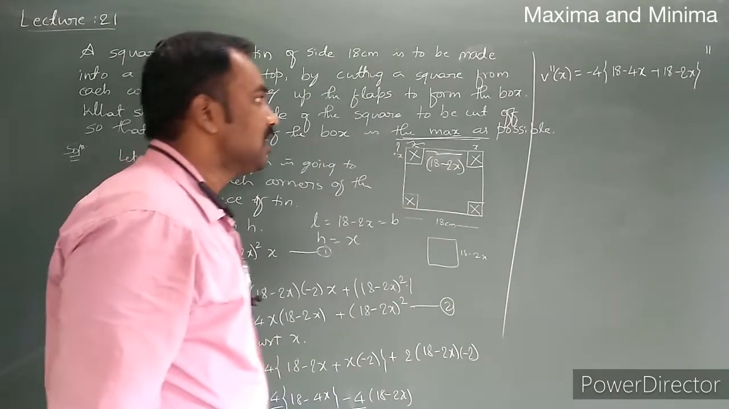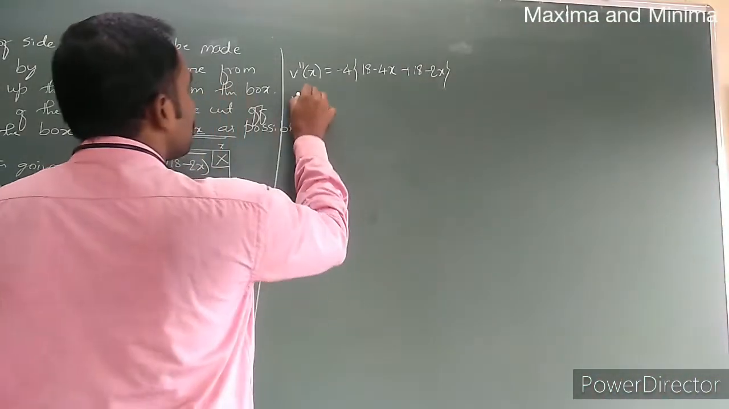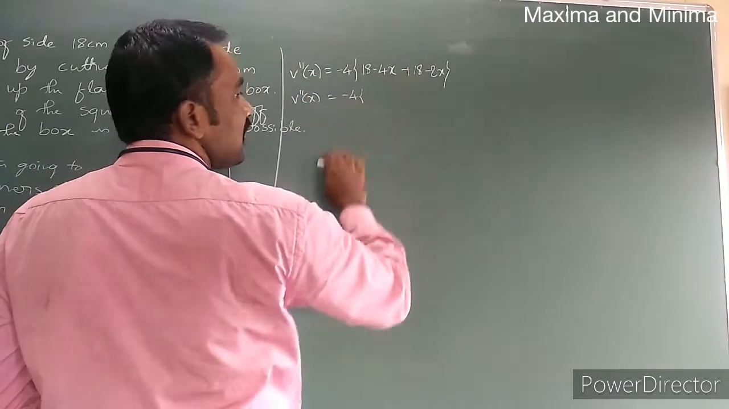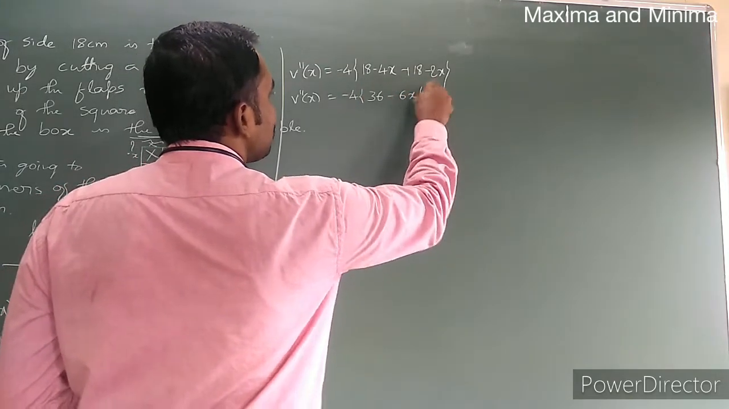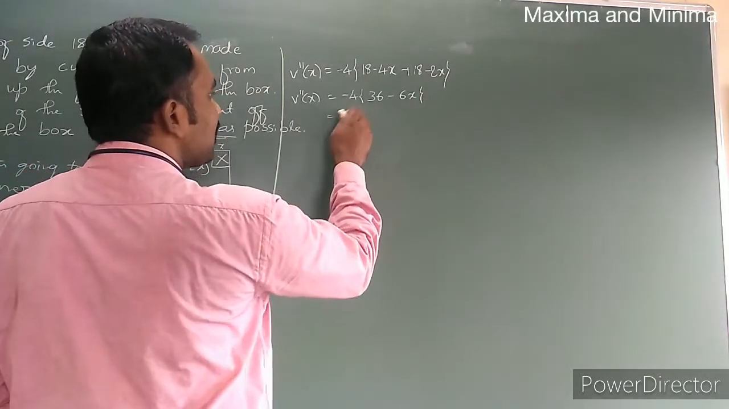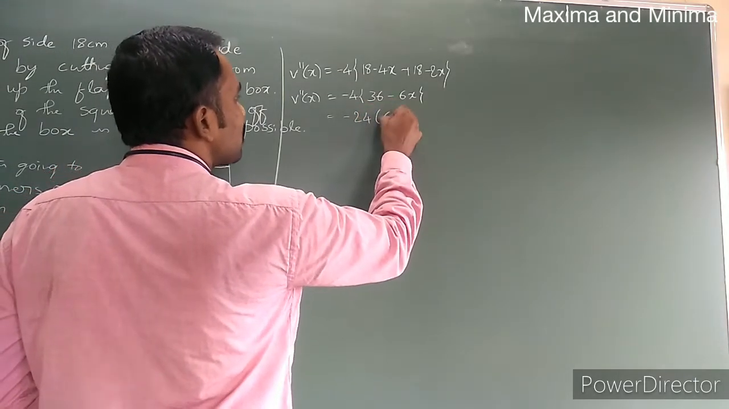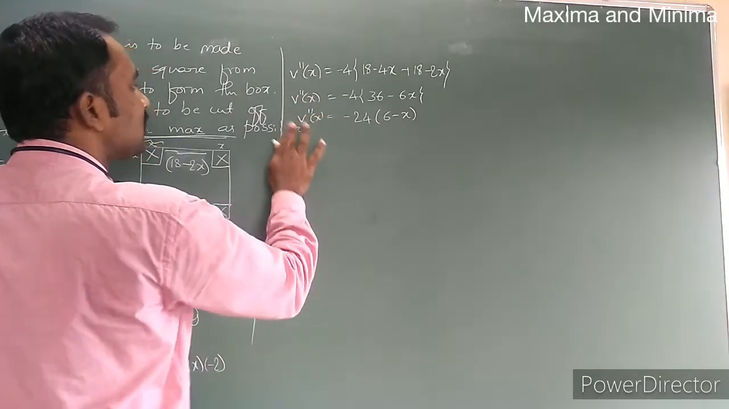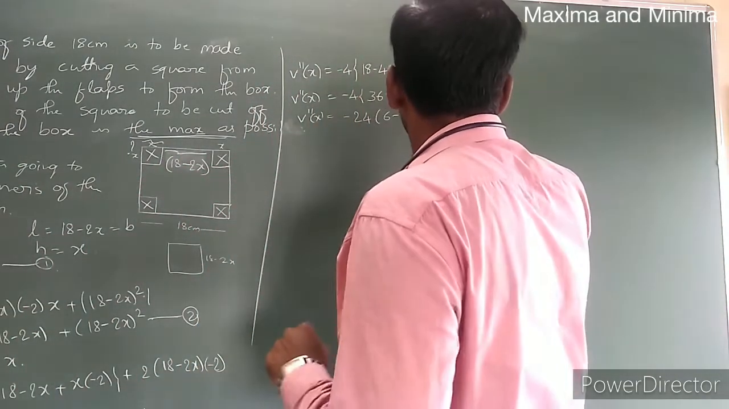Plus into 18 minus 2x. Yes. Again simplifying, P double dash of x is equal to minus 4x outside, 18 plus 18, that means 36 minus 4x minus 2x, minus 6x. Okay. Again, is anything common? 6 is common. If you take 6, already minus outside, 4, 24 into 6 minus x. This is the P double dash of x. Call this as the continuous equation number 3.